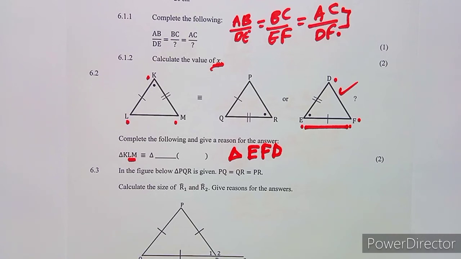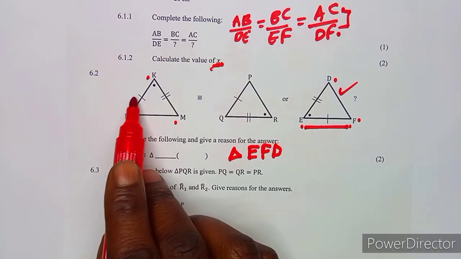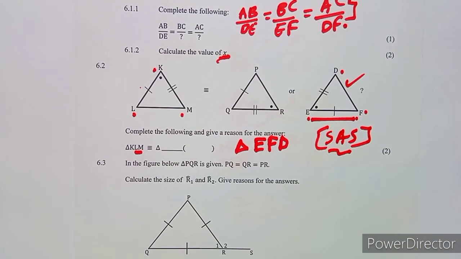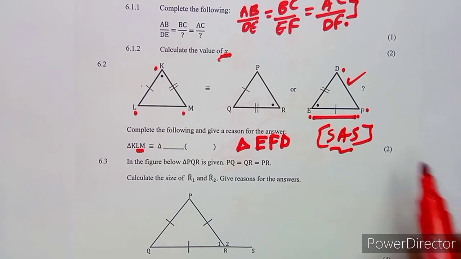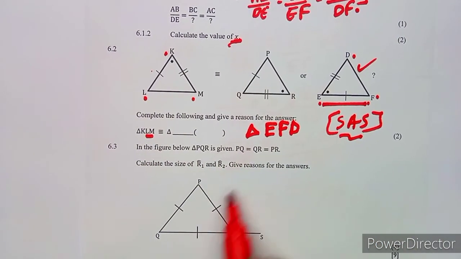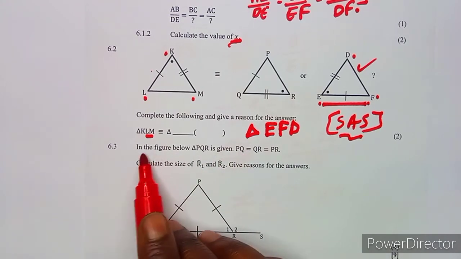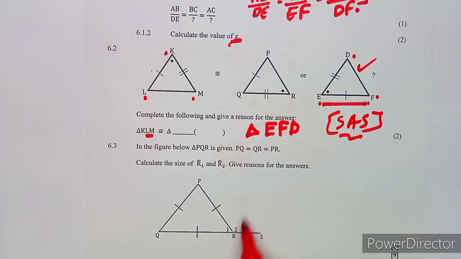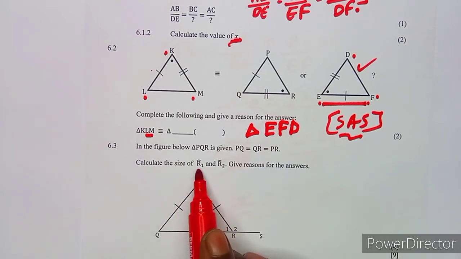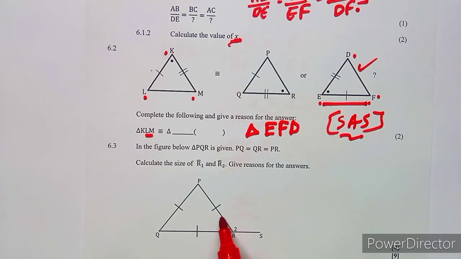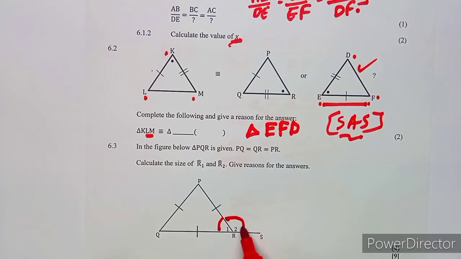All right, so the condition that we have for the congruency here, we've got side, angle, side. So when you are asked to give the condition of congruency, you are going to say side, angle, side. Okay, then on 6.3, in the figure below, triangle PQR, you are given that all sides are equal. Calculate the size of R1 and R2. Give reasons for your answer. This is R1 here, and this is R2 here.